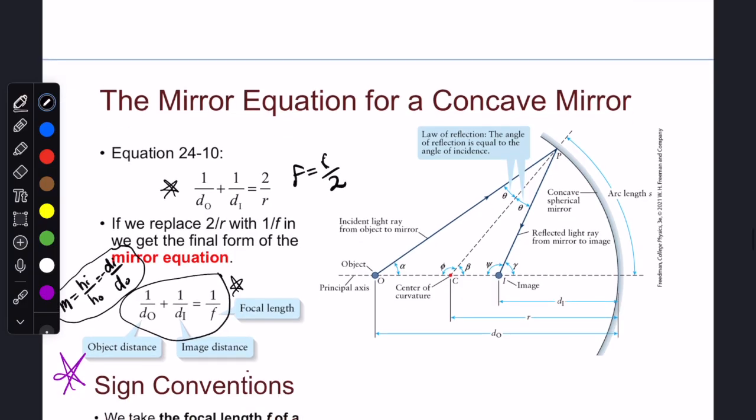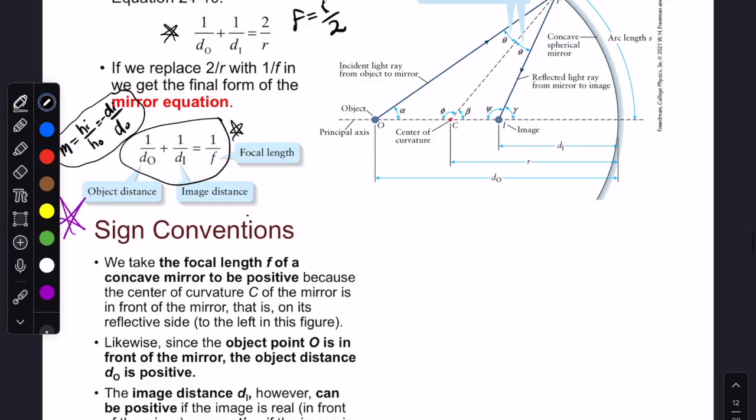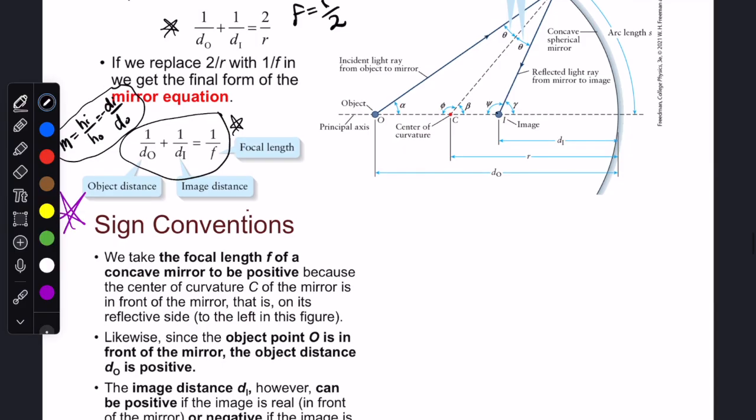There are sign conventions again. There's going to be a lot of sign conventions, and they're the same for mirrors. All mirrors have the same sign conventions. Focal length for a concave mirror is positive. And why is that? Because the focal length and the radius of curvature are located on, well, that dot I just drew is not the focal length. The focal length is probably right here. The focal length and the radius of curvature are on the real side of the mirror, aren't they? Because a concave mirror is shaped like this, so the center of that sphere is on our real side. It's on the reflective side. So its value is going to be positive.